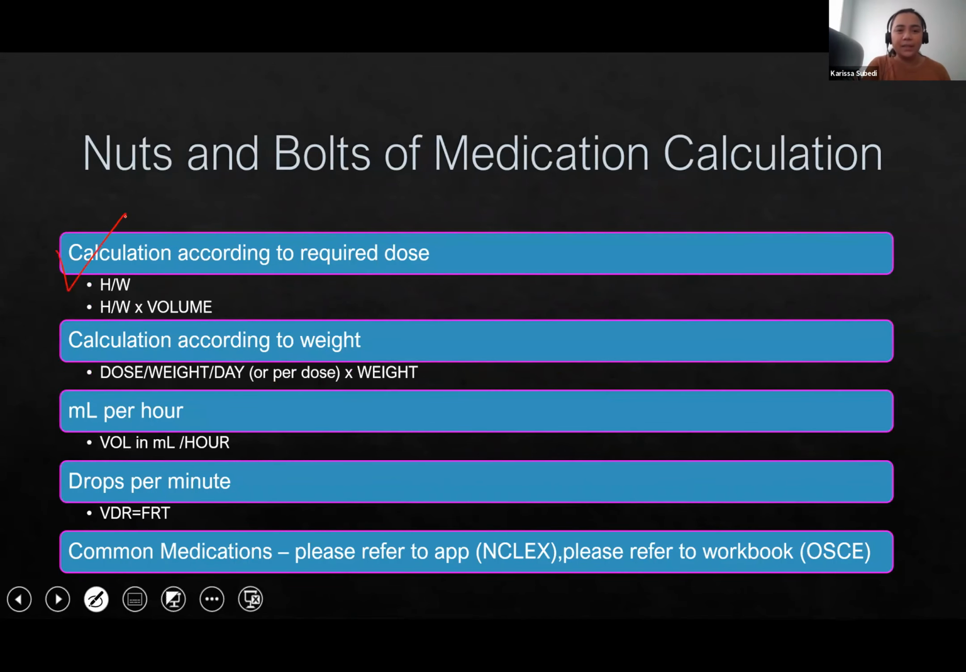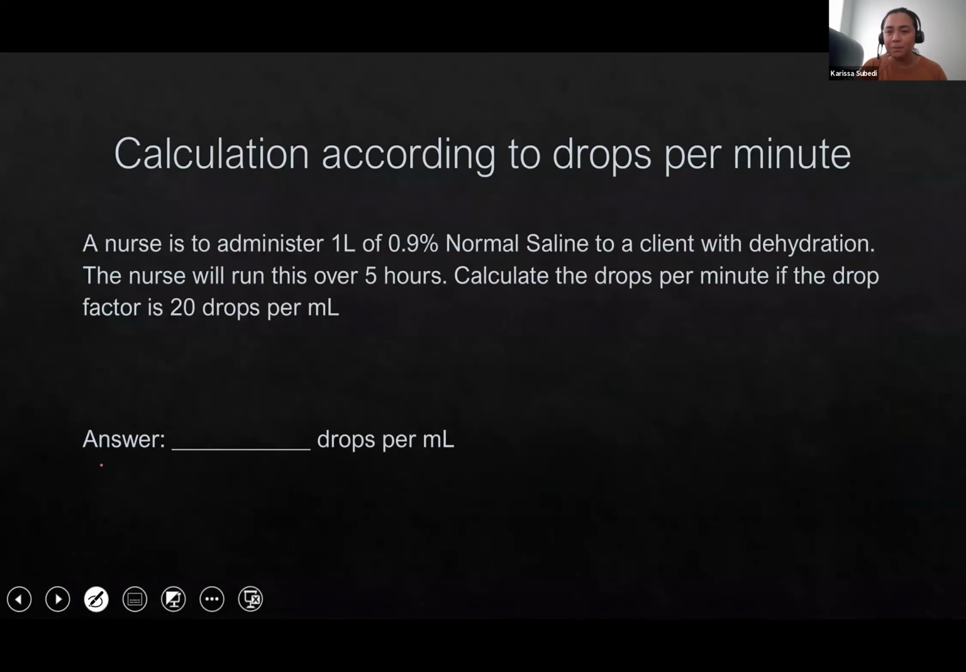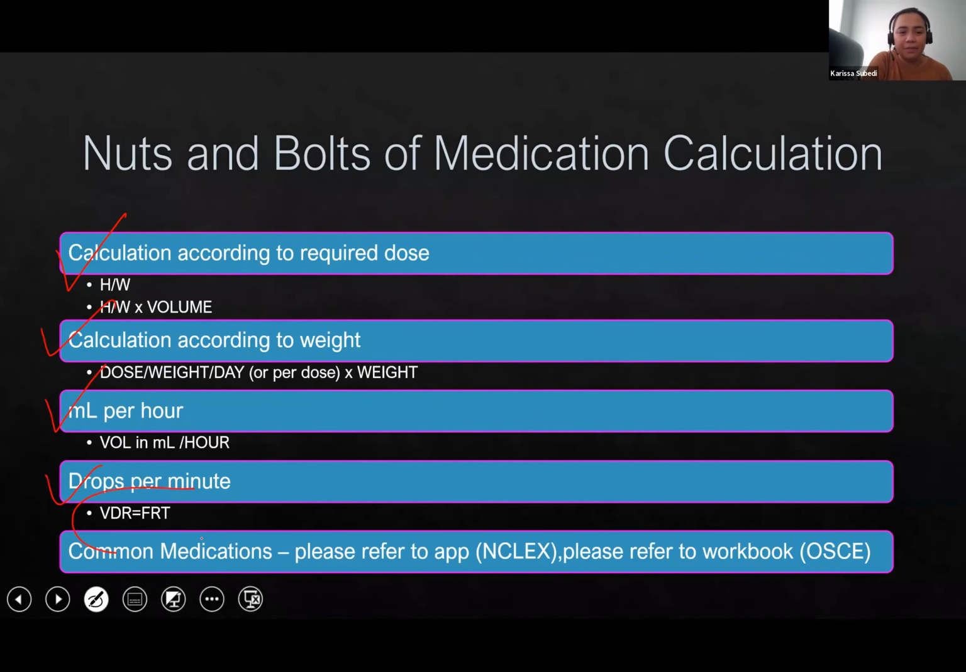So we're done with calculation according to required dose. We're done with calculation according to weight, and mL per hour. Now let's go to drops per minute. Isn't it easy? Now we'll make this easier. In drops per minute, we have a very generic formula.